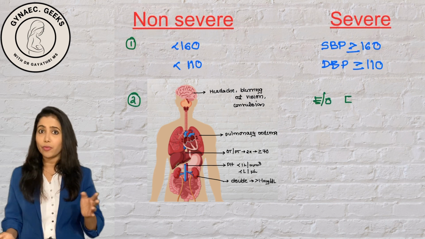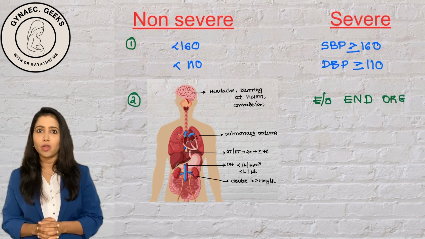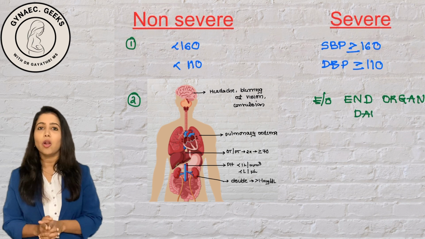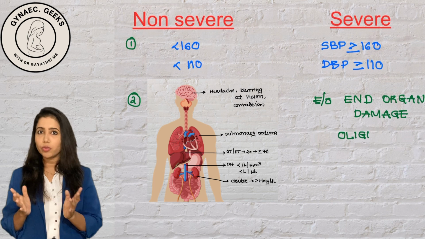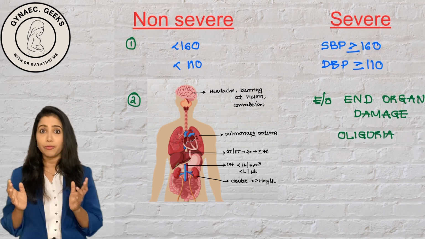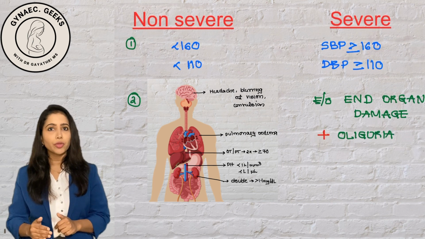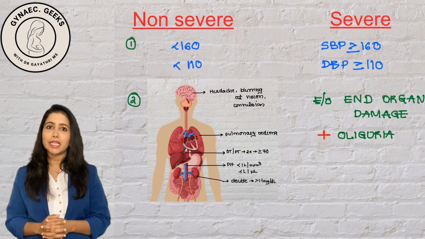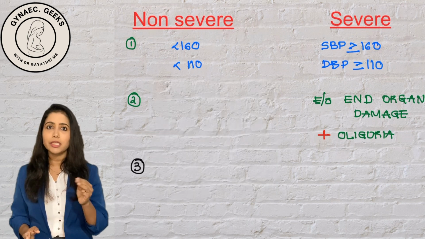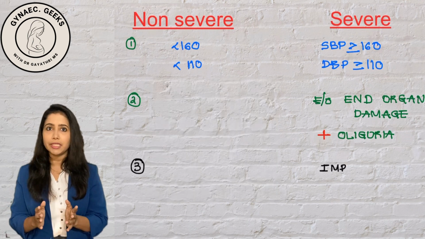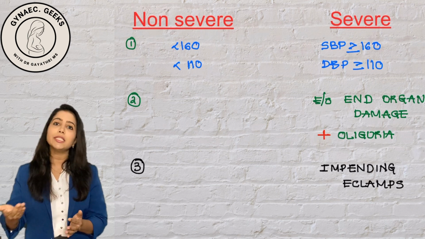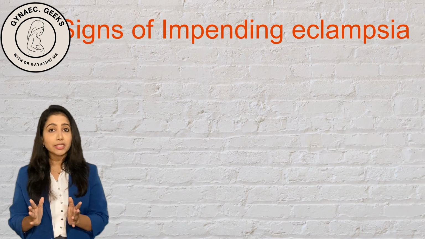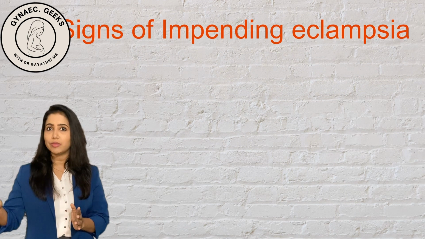We have discussed the various symptoms and signs of end organ damage previously. Along with that, please remember oliguria as well. Oliguria is suggestive of affection of the kidney. So presence of oliguria would again be categorized as severe. The third is presence of impending signs and symptoms of eclampsia. This is also known as imminent signs of eclampsia. That means there is a high chance that eclampsia can happen.